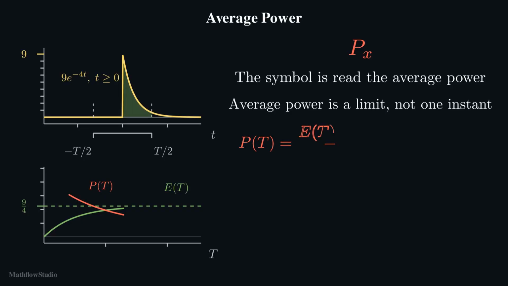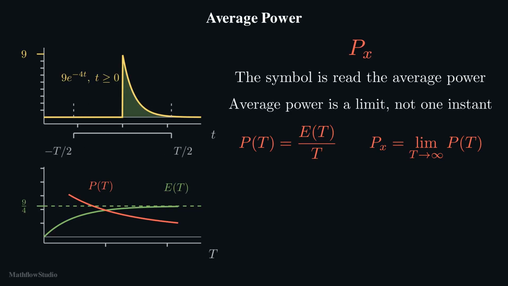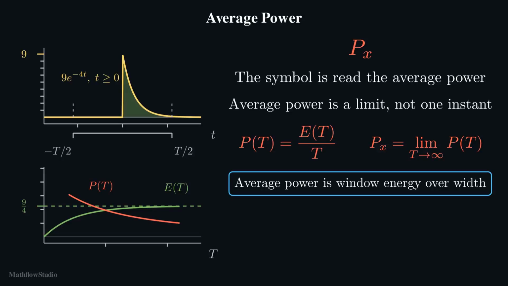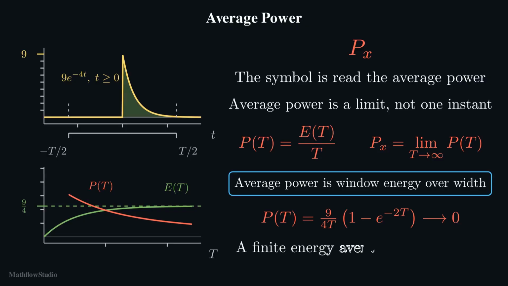The running average is the window energy divided by the width it was collected over, and the average power is its limit. Average power is the energy inside a window divided by the width of that window. The numerator stops growing while the denominator does not, so the running average sinks onto the horizontal axis. A signal whose total energy is finite therefore has an average power of 0.